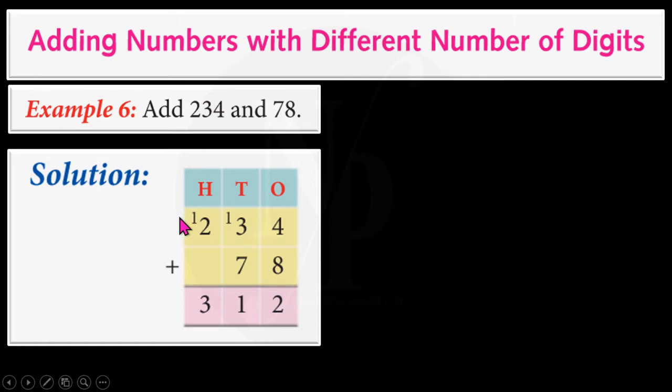We write down the given numbers in the place values table as shown here. 234 is a 3-digit number. Here 2 is in hundreds place, 3 is in tens place and 4 is in ones place. And in the number 78, 7 is in tens place and 8 is in ones place.